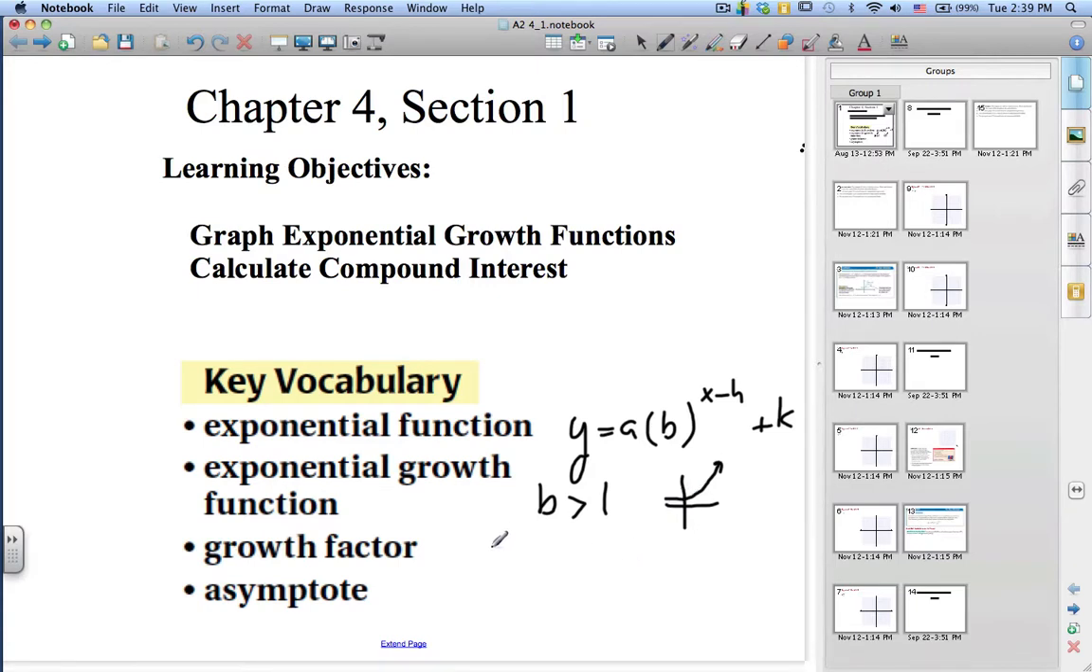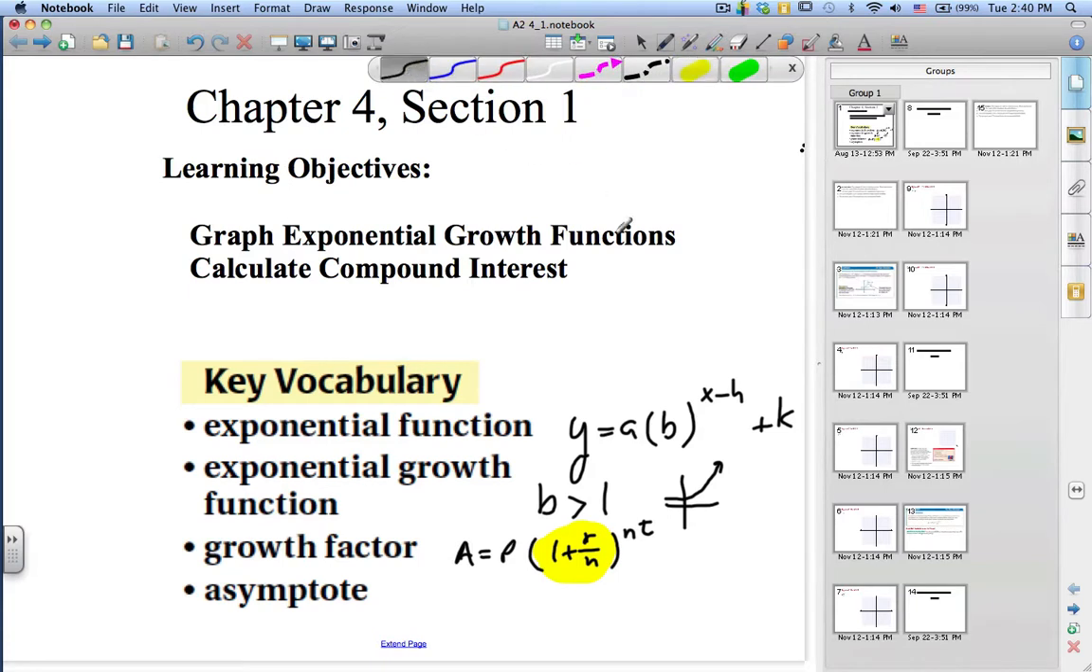The growth factor in a form for compound interest would be my account balance would be equal to my principal times 1 plus my rate divided by the number of times per year I compound, to the nt power. And in this case, when we talk about what is the growth factor, it is this item in here. It's 1 plus a calculation of interest rate.